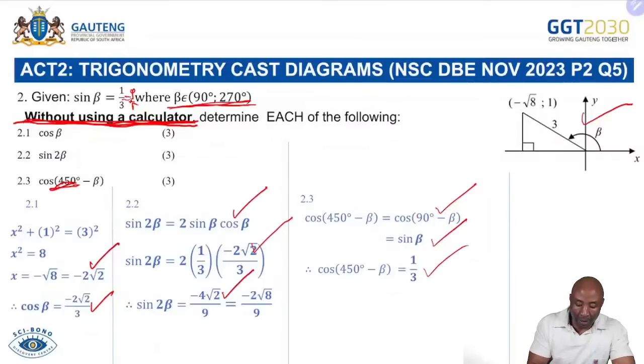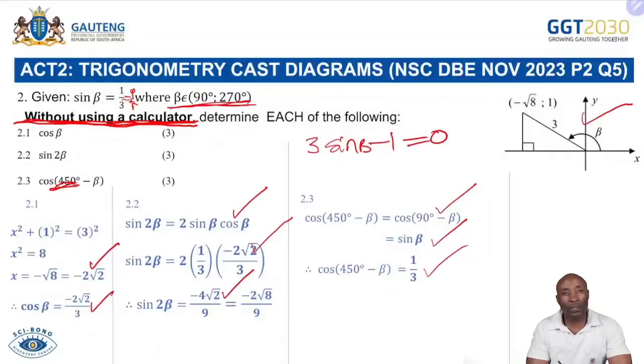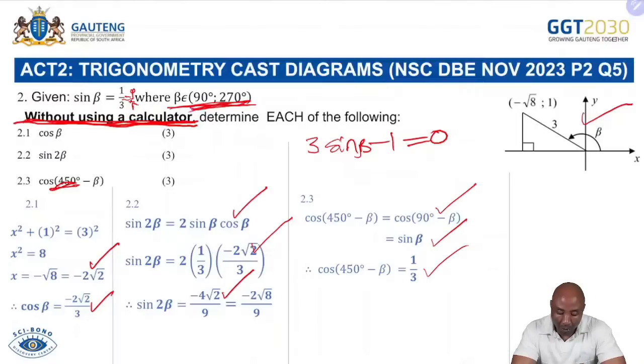To just remind you, sometimes this question will be given as 3 sine beta minus 1 is equal to 0. So you must be able to move from here to there, and you should be able to see which quadrant and how. As you transpose 1, this will be positive over 3. Then you consider the condition for you to deduce which quadrant your diagram is going to lie.